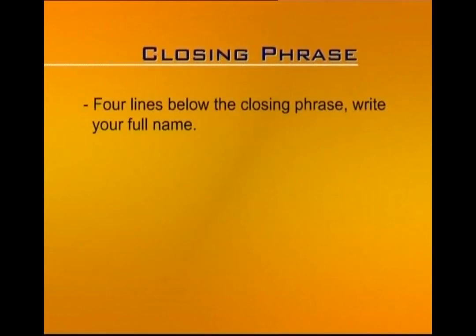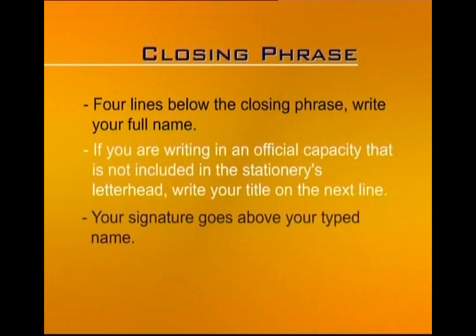Four lines below your complimentary clause, you will write your full name. If you're writing in an official capacity that is not included in your letterhead, then you will write your title below your name. Kai baar aisa hota hai ki letterhead pe aapki designation nahi likhi hui hoti, to phir jab aap apna naam likhenge letter mein niche, to phir aap niche apni designation likhenge. For example, aap manager hain ya deputy director hain or whatever. And your signature will go above your typed name. The complimentary closing hogi, uske baad char spaces chhod ke apna naam type karenge aur apne naam ke upar aap apna signature karenge.